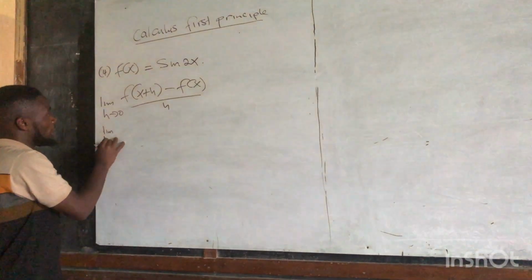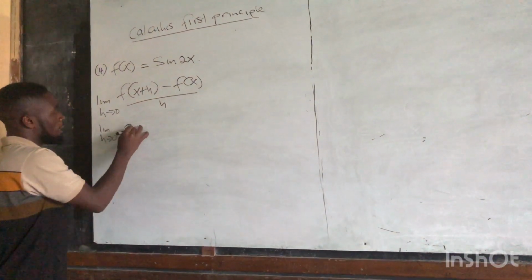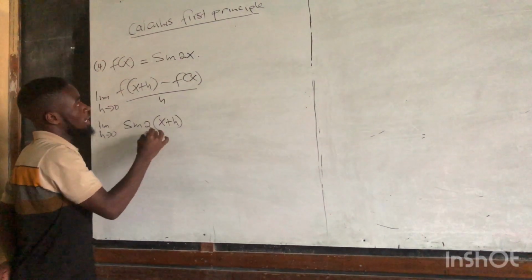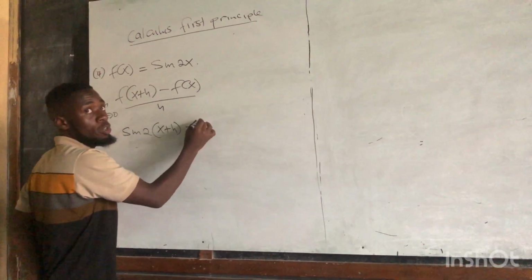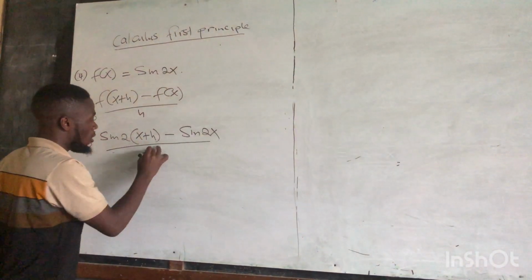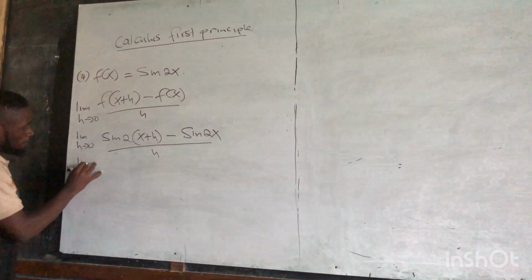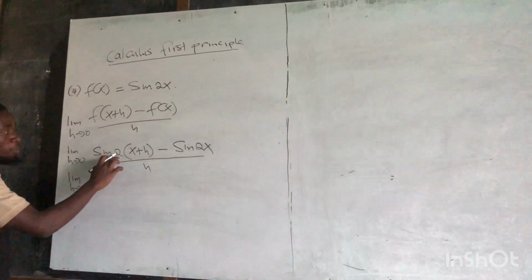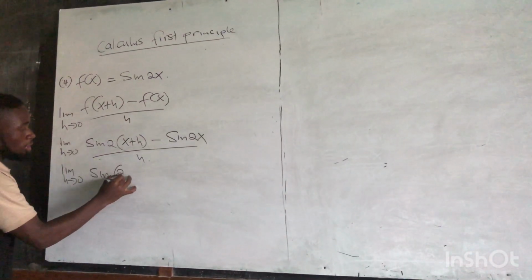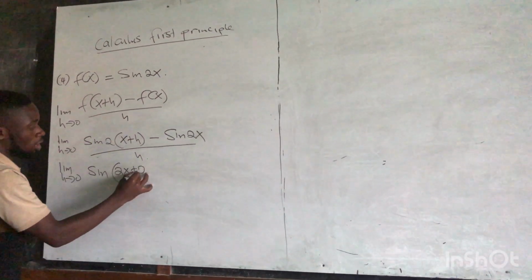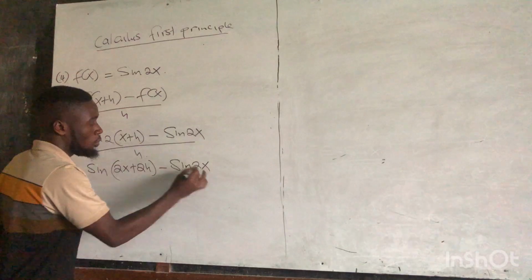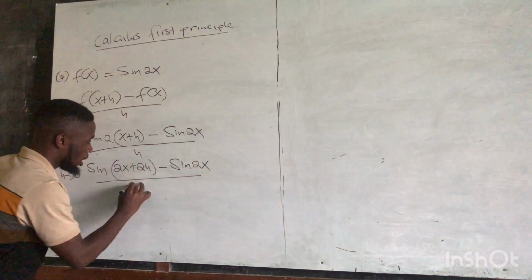So this one will be the limit as h is approaching 0 of sine 2, where there's x, let's put x plus h, minus f of x, which represents the original equation, sine 2x, over h. Okay? So from here, limit as h is approaching 0. Let's multiply this 2 throughout inside, so sine of 2 multiplied by x is 2x, 2 multiplied by h is 2h, minus sine 2x over h.